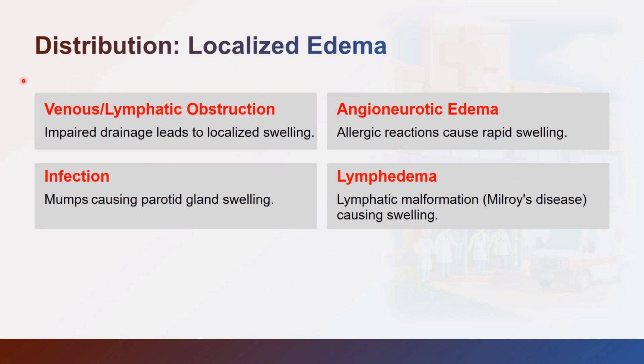Then you look for the distribution, whether it is localized or generalized. If it is localized, then you think of venous or lymphatic obstruction occurring due to impaired drainage, and it can be angioneurotic edema, like from allergic reactions. And if there is an infection, for example mumps leading to only parotid swelling, this is localized. And sometimes it can be due to lymphatic malformation, which is a congenital condition known as Milroy's disease. Here also there is a localized swelling or localized edema.